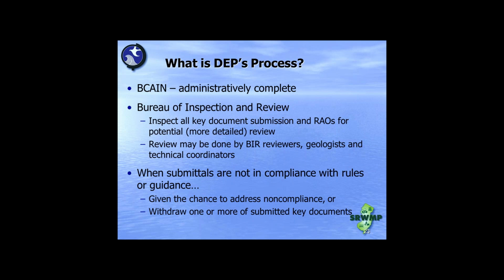Okay, everybody should know this. What's DEP's review process? Everybody knows the documents all go to BCANE. BCANE sees that they're administratively complete. Do they have all the components they need? Then it goes to inspection and review, and we have a number of people from inspection and review in the room today. Feel free to talk to them after the training. They're the ones who first inspect the documents. There are inspectors in this group. They look at the forms, they look at what was submitted, and they decide if it needs further review.